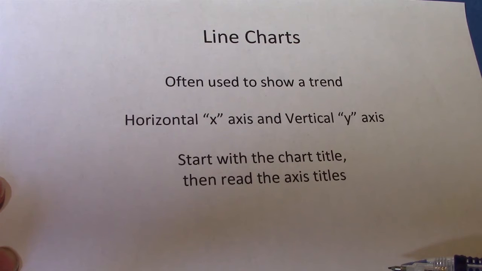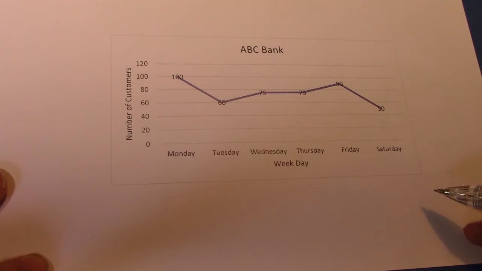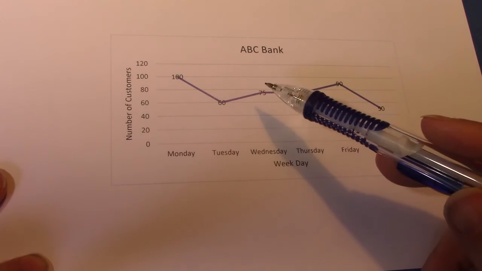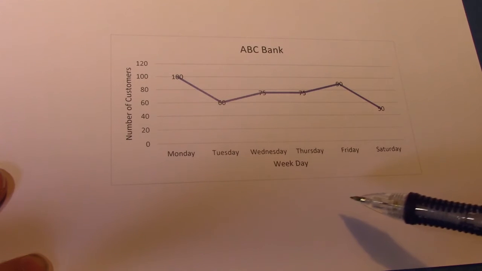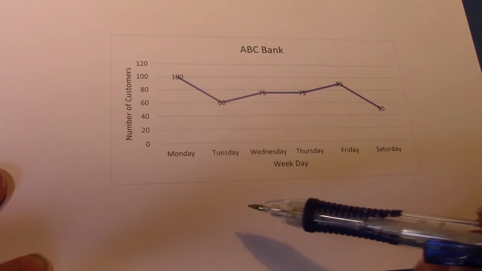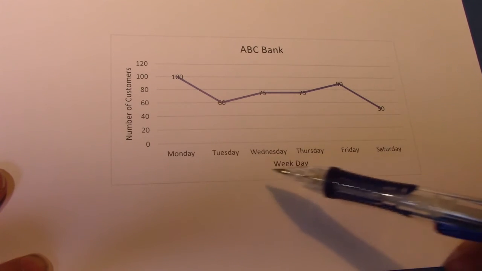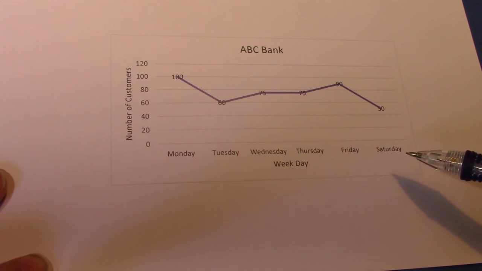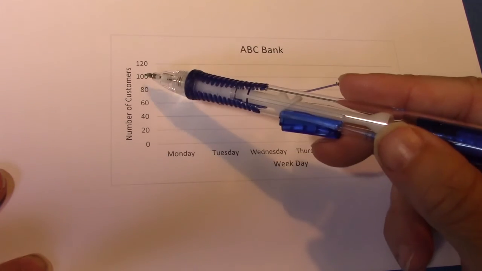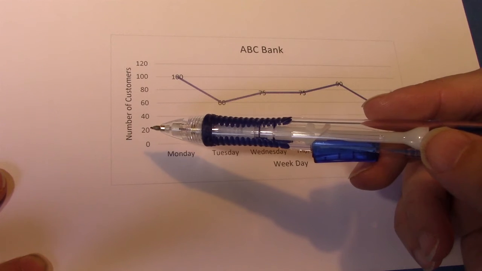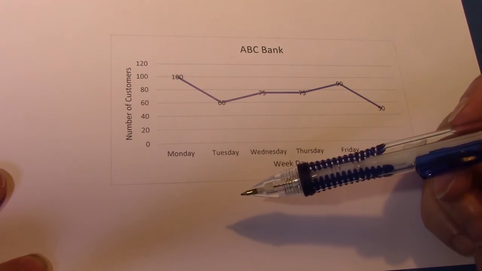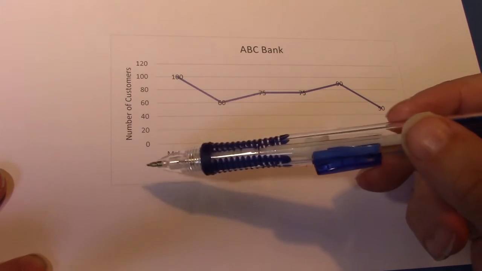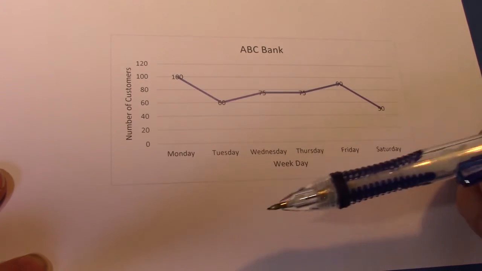Again, start with the chart title and then read the axis titles. Let's look at this chart with a title called ABC Bank. The horizontal x-axis is labeled weekday, and we see that the values start with Monday and go on through Saturday. The vertical y-axis is labeled number of customers. There are grid lines here that show the intervals. They're marked from 0 to 120.